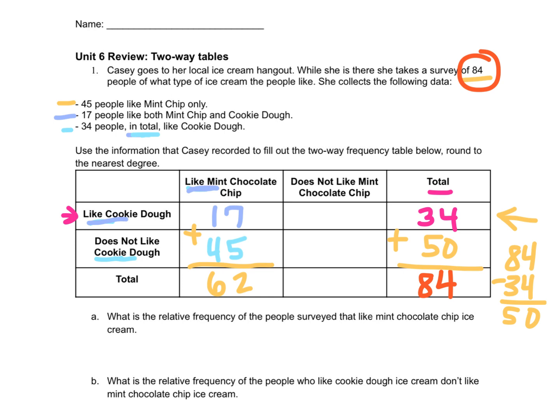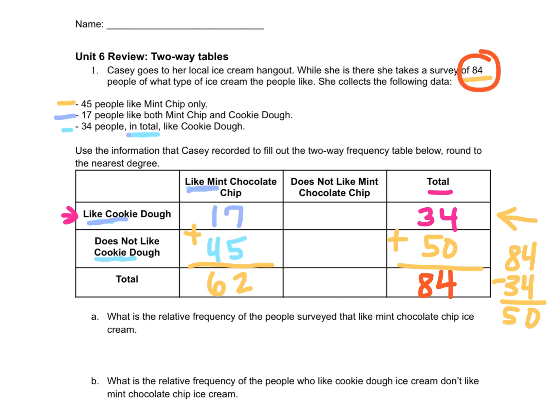Okay, now I'm going to go horizontally. I'm going to go across the rows. So looking across, right here, I have 17 plus what would give me that 34. So I can do another subtraction problem. I can do 34 minus 17, which is going to be 17.